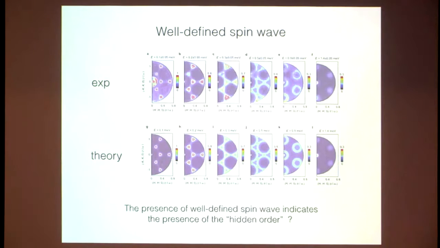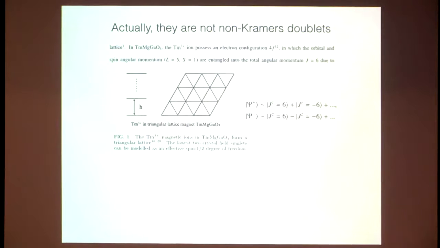So the presence of well-defined spin wave-like dispersion indicates the transverse component, which is hidden in your thermodynamic measurement, must be non-zero. So the presence of well-defined spin wave-like dispersion indicates the presence of hidden order. That means the presence of this excitation indicates there is a background hidden component existing in the system.